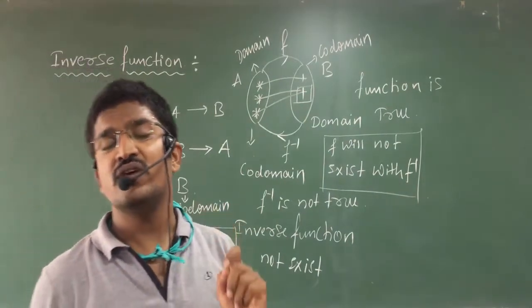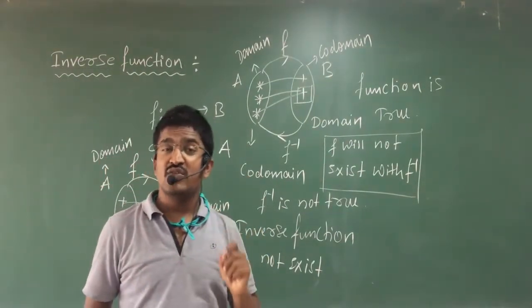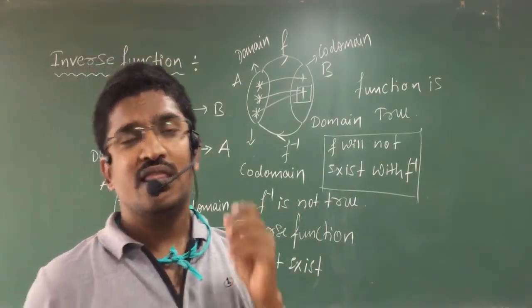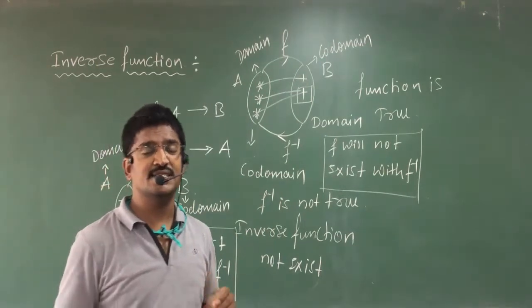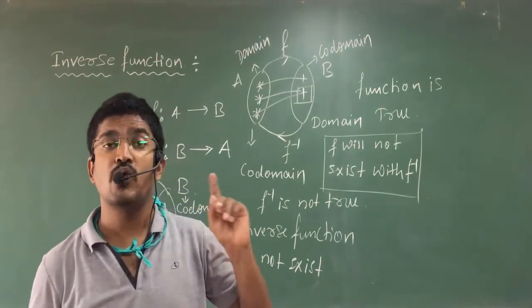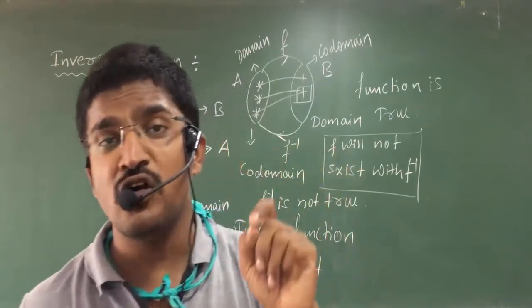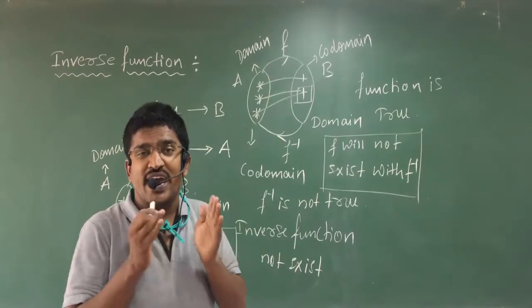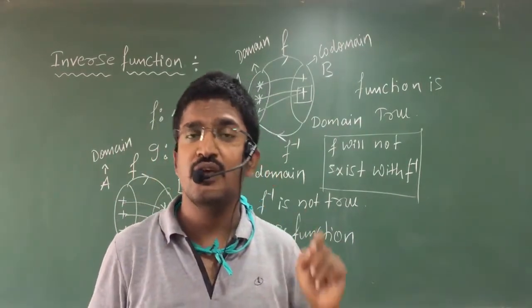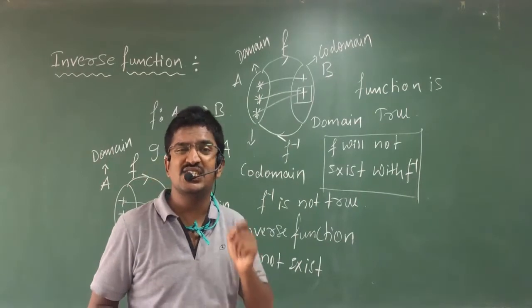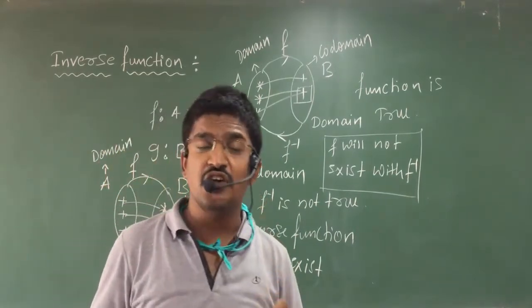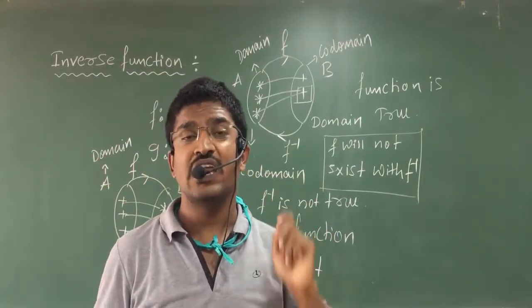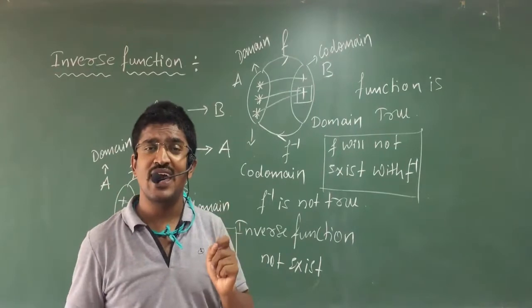From this, we will come to one conclusion, that there will be a condition for inverse function. Clear? So, the condition of inverse function is the particular function must be both 1-1 and onto. Once again I am telling, if an inverse has to exist for any function, that function must be both 1-1 and onto. Clear?